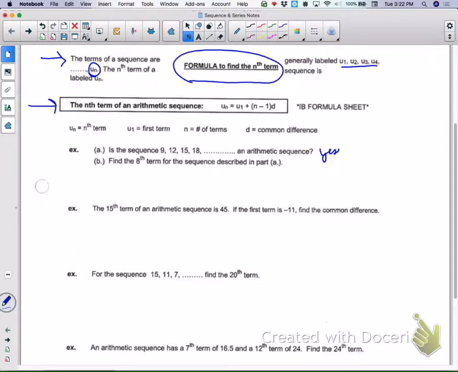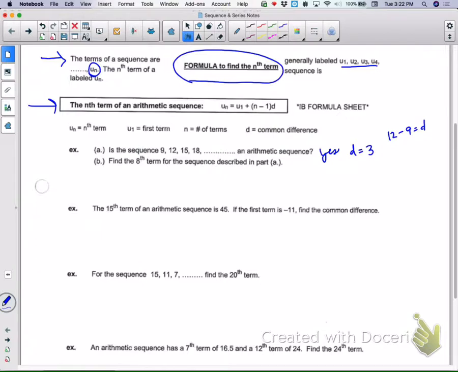Now, it should be pretty obvious in this case that your d is 3. I'm adding 3 each time. If it's not so obvious, or you do have a question that's a little bit more abstract in your homework, you can find that common difference by subtracting 2 terms that are next to each other. They don't have to be the first 2, just any 2 terms that are next to each other.